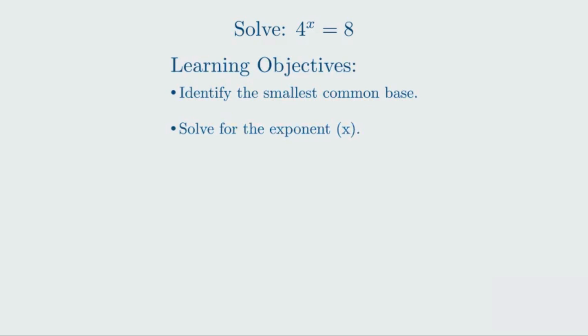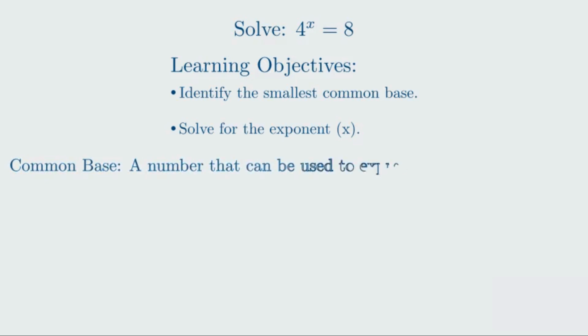Let's take another look at our equation. 4 to the x equals 8. We have 4 to the power of x on the left side and 8 on the right side. Our challenge is that these numbers, 4 and 8, don't immediately seem to be related. The key strategy for these types of problems is to find a common base. This means we want to rewrite both sides of the equation using the same number raised to a different power. A common base is a number that can be used to express all the numbers in an equation. In our case, we need to find a number that can be used to represent both 4 and 8.